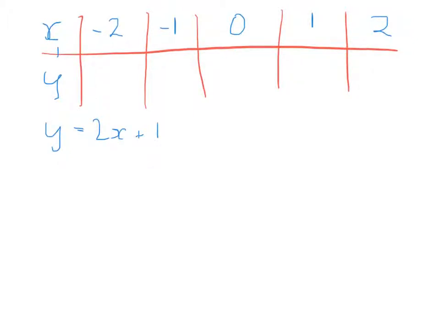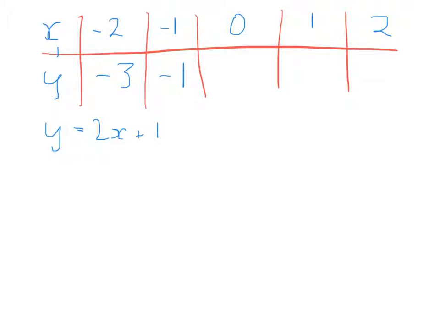So I go -2 into this equation here. 2 times -2 is -4, plus 1 is -3. And so I put the value -3 down here. Next one, -1. 2 times -1 is -2, plus 1 is -1. So I put the value in there. 0. Whenever you're choosing your values, by the way, always include 0.